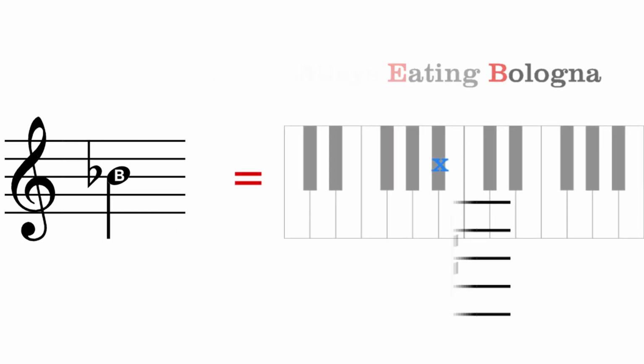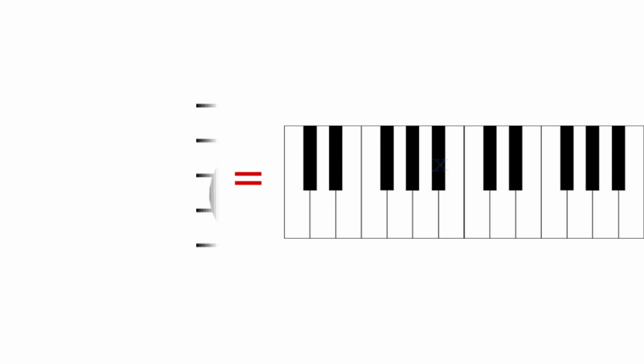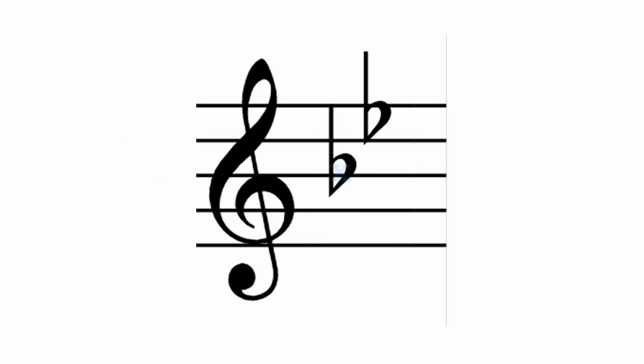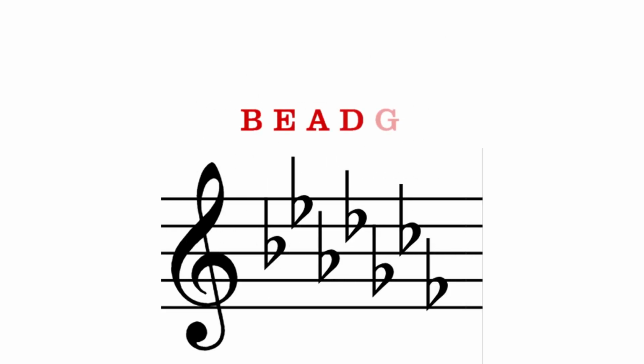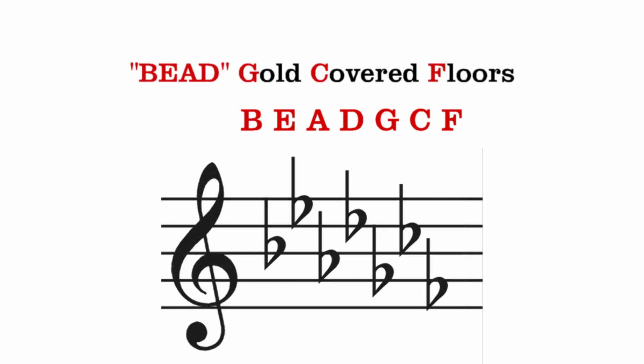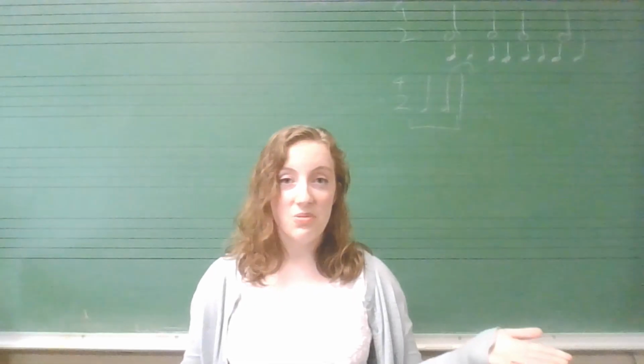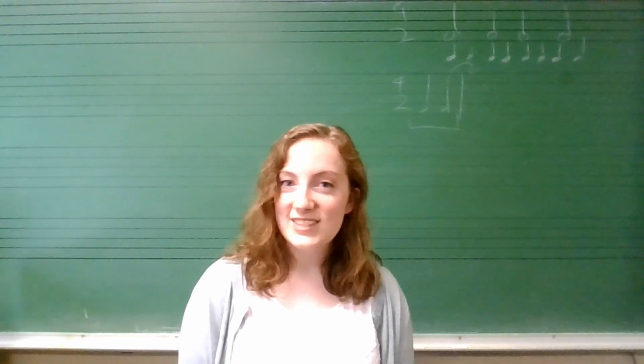Flats, on the other hand, tell us to go down a half step. In flat key signatures, we find the key by looking at the second to last flat in the key signature. And the order of flats is B, E, A, D, G, C, F, which we can remember with bead, gold-covered floors. So, now you know about sharps and flats and key signatures.